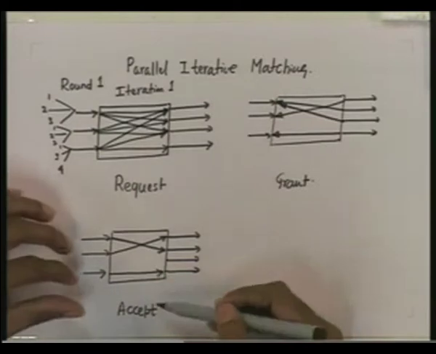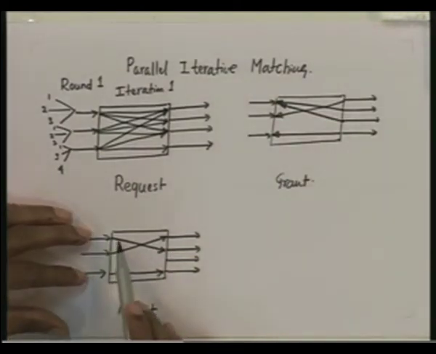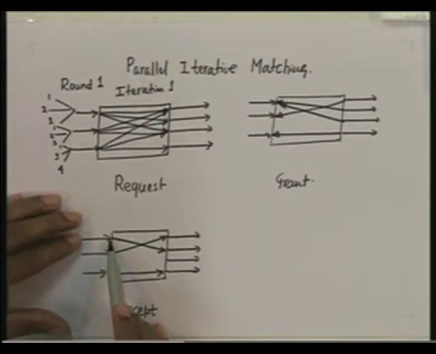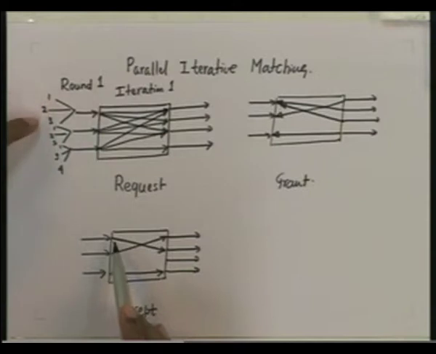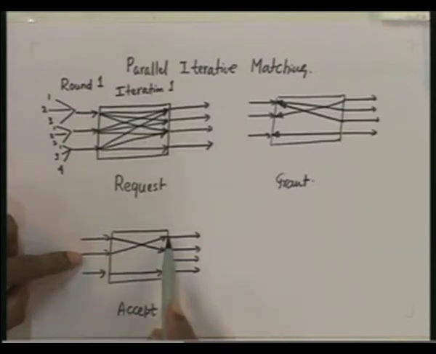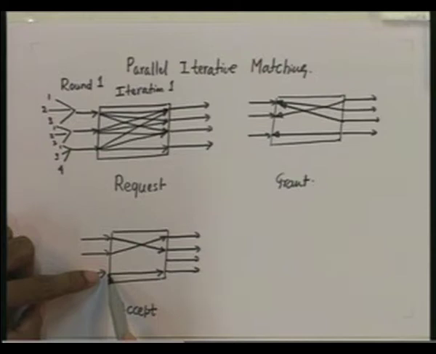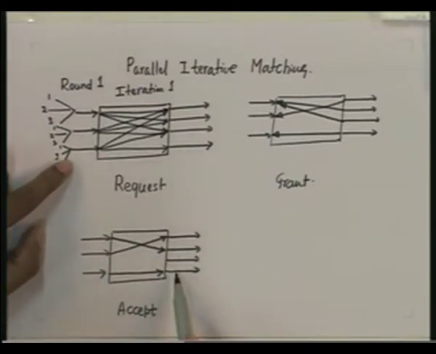Now as you can see, in the next, the connect phase, input port 1 can send data to output port 2, so this packet can be sent. Input port 2 can send data to output port 1, so this packet can be sent. Input port 3 can send data to output port 4. That means this packet can be sent.